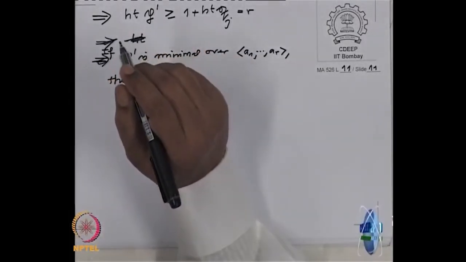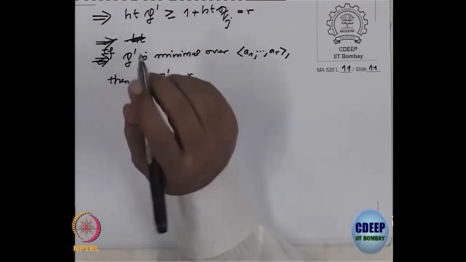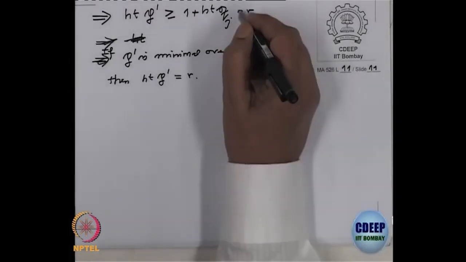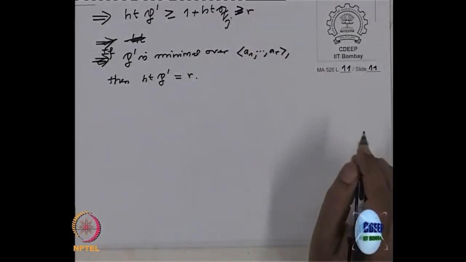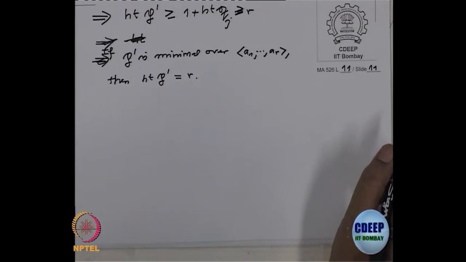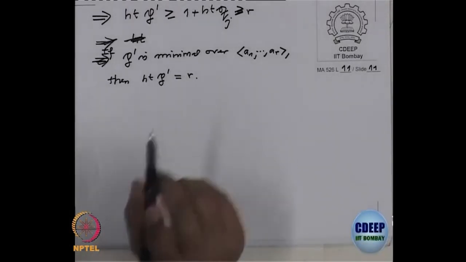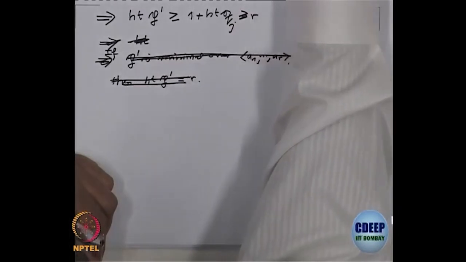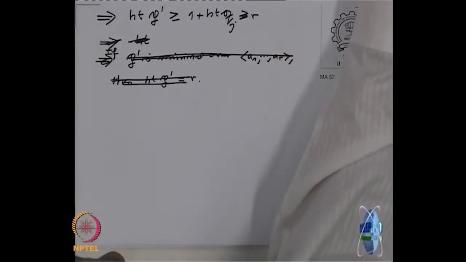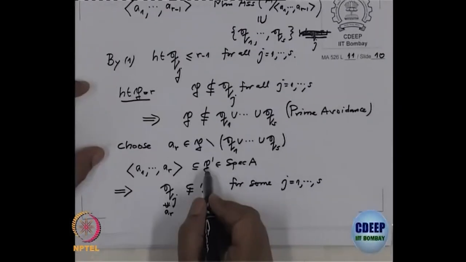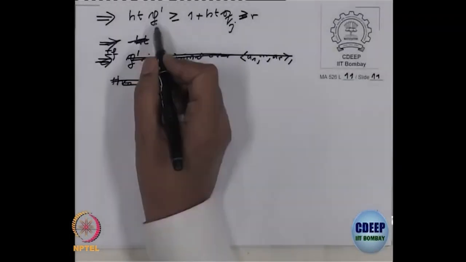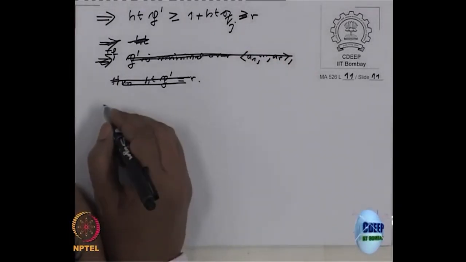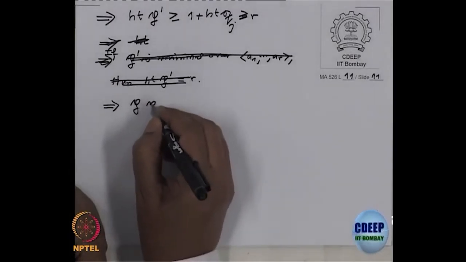So, you take all minimal primes of the ideal A1 to AR minus 1. Yes, instead of equality, this one here, right? Okay, that is enough. So, what did we prove? We have proved that if I take any P prime which contains A1 to AR, then P prime has height bigger than or equal to R.